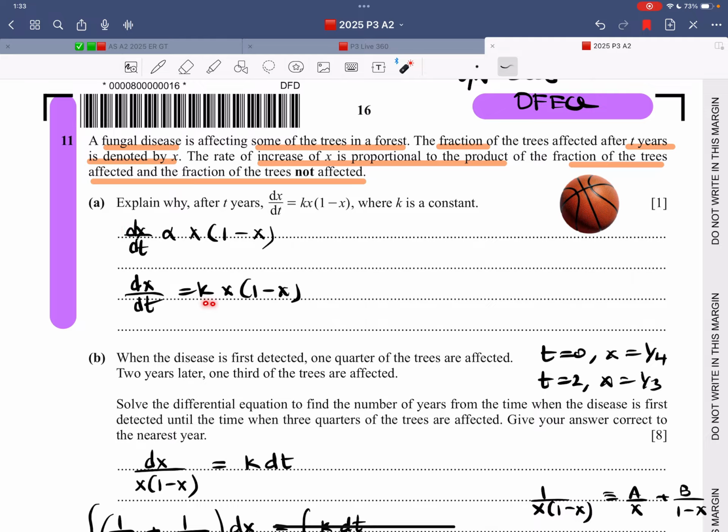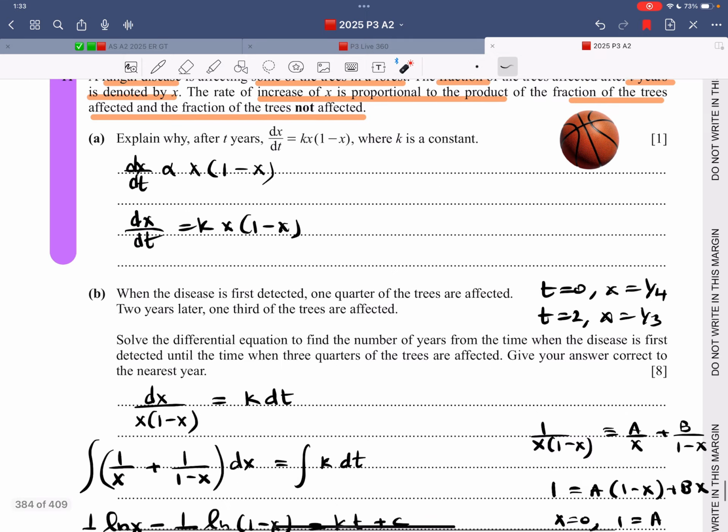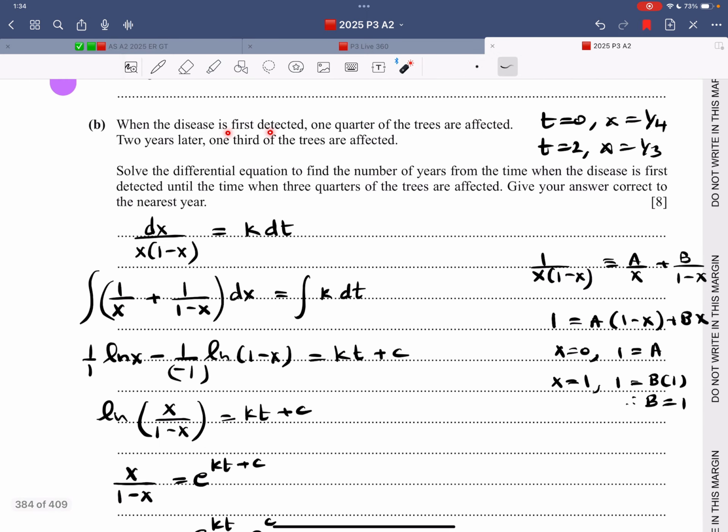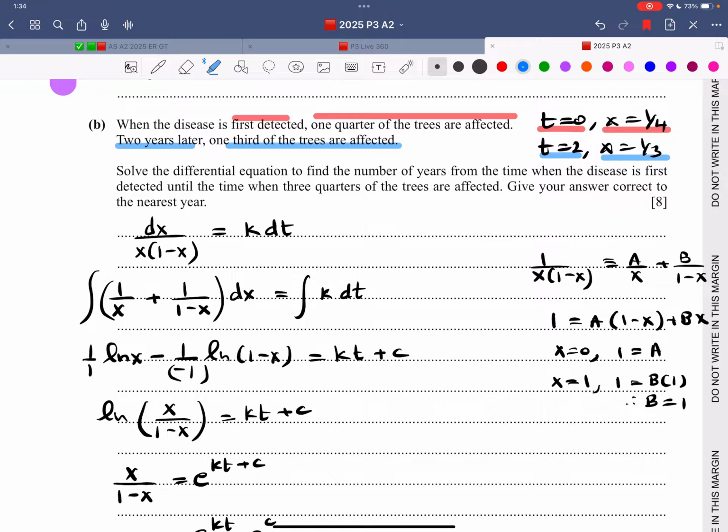How do you end a proportionality sign? Multiplying by a constant of proportionality. That is 1 mark. When the disease is first detected, now let me highlight this. When the disease is first detected, 1/4 of the trees are affected. So initially 1/4, that's the fraction. 2 years later, 1/3 of the trees are affected. Solve the differential equation. Find the number of years from the time when the disease is first detected until the time when 3/4 of the trees are affected. Give your answer correct to the nearest year for 8 marks.